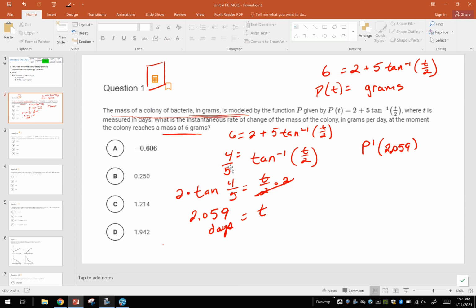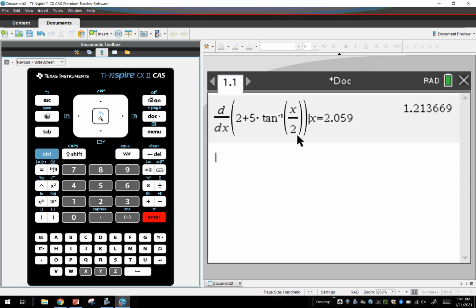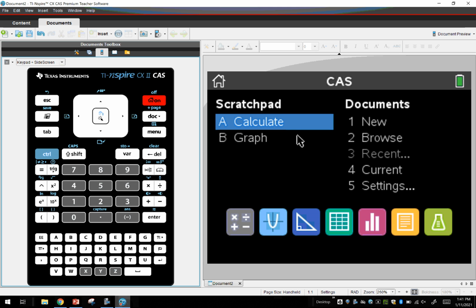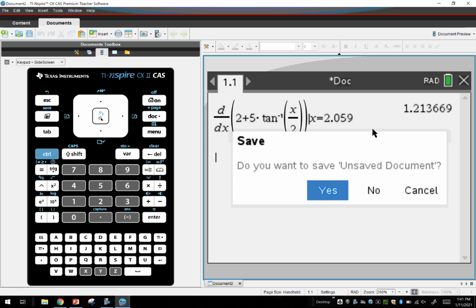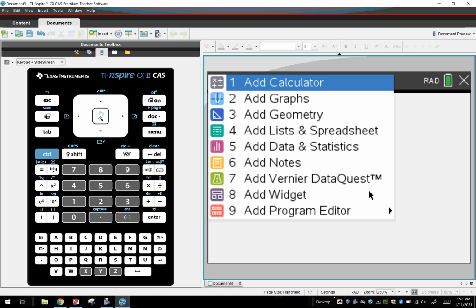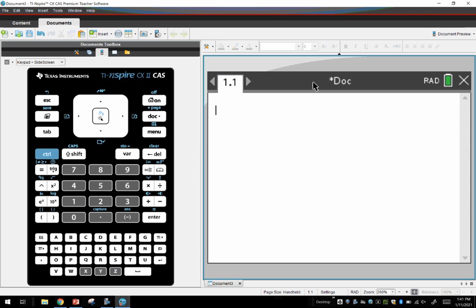So everybody take out your calculator. Let's do a quick refresher on this. Remember our calculator can evaluate a derivative at a point. We have a point of 2.059 and we have a function, so let's let the calculator do the derivative and evaluate it at that all in one step. So start a new document, unsave the unsaved changes, say no. All right, so let's just start from a fresh screen.